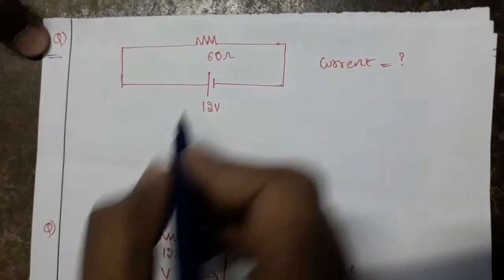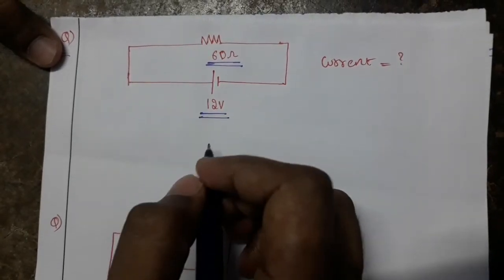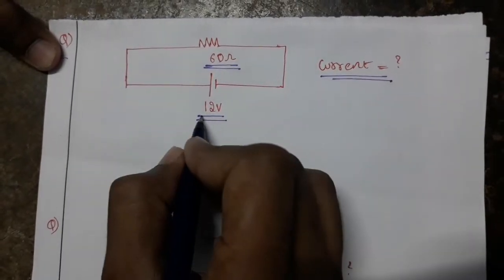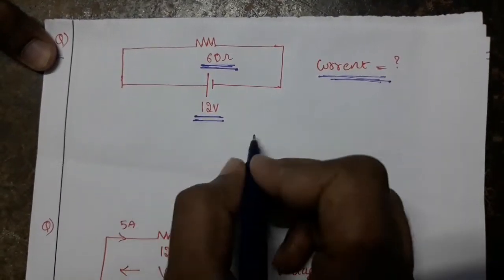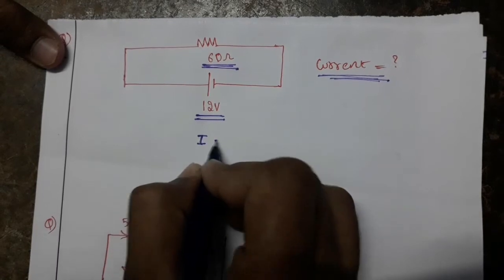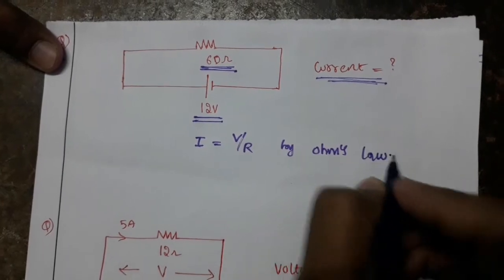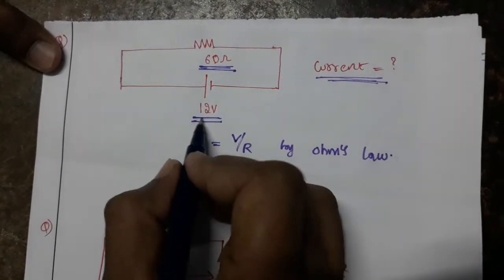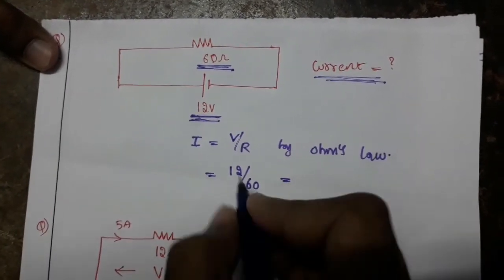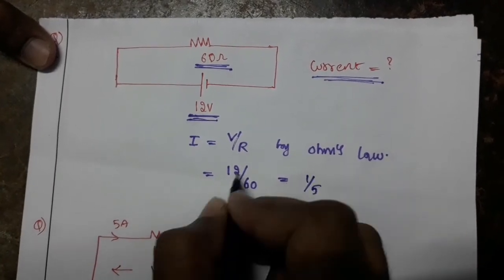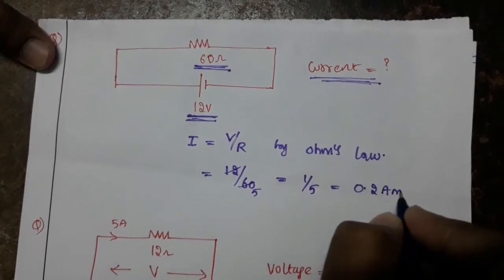For this question, they have given the resistance of 60 ohms and 12 volts voltage, and we have to find the current. Applied voltage is 12 volts, whereas the resistance is 60 ohms, and we have to find the current flowing through the conductor. So we know I equal to V by R by Ohm's law. Therefore 12 by 60, that is 1 by 5, is equal to 0.2 amperes.